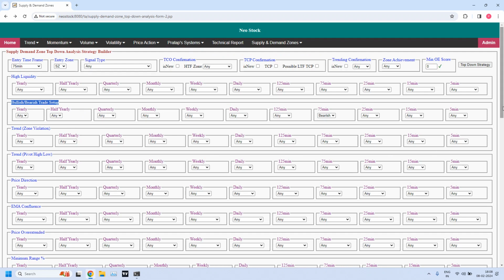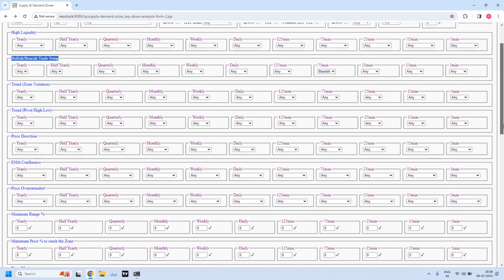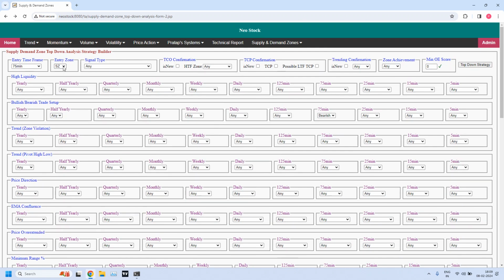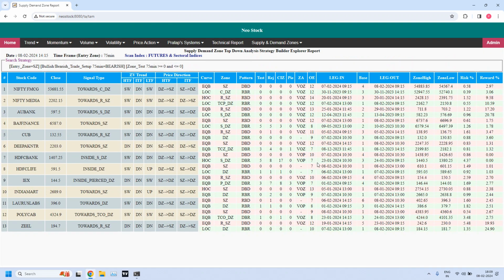The first filter, what is the first filter? The test count should be 0. Which test count? Supply zone test count. 75 minutes, 0 and 0. How do we know it is a supply zone test count? Because the entry zone we selected is supply zone. All these supply zones, the test count is already 0. Okay, anyway, 0, check. All these zones are having 0, but some stocks are having rejection count.